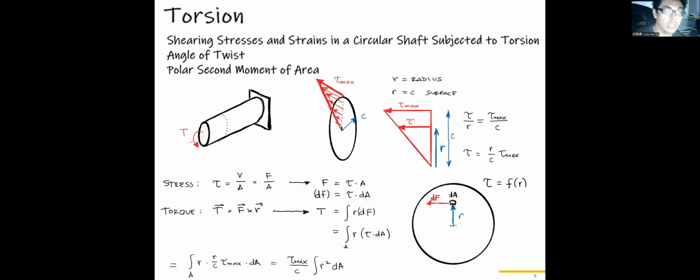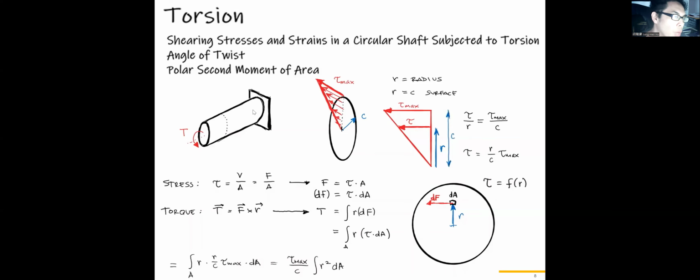So next we're going to talk about torsion. What is torsion? In what circumstances do we have to take torsion into account? For the circular shaft, we have to discuss the shearing stresses and strains in a circular shaft subjected to torsion, and we're going to figure out the angle of twist and the polar second moment of area.